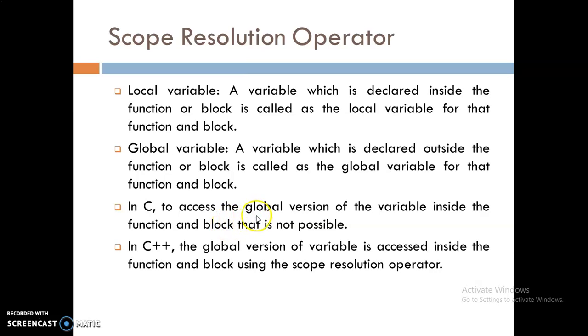In C, to access the global version of a variable inside the function or block is not possible, but in C++, the global version of the variable is accessed inside the function.